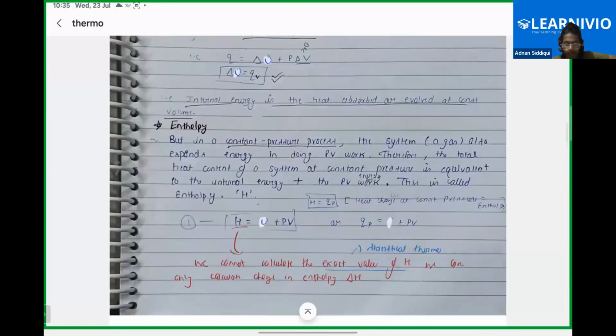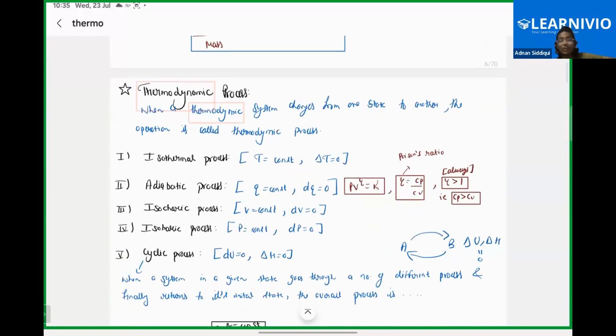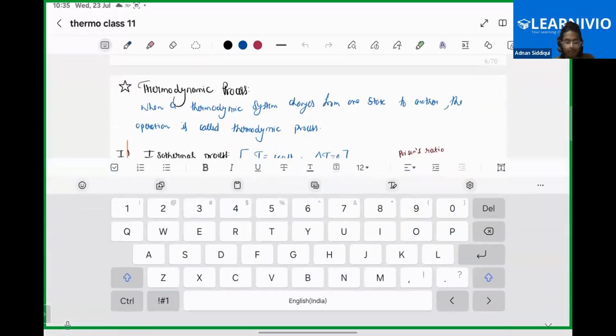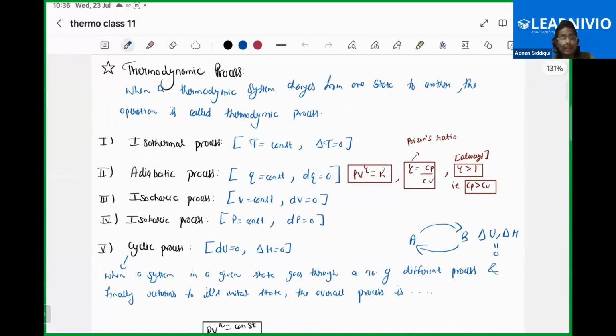So let us move ahead now. What do we have here? Now, thermodynamic processes. We talked about what a thermodynamic system is. Now let us talk about thermodynamic processes. When a thermodynamic system changes from one state to another, the operation is called a thermodynamic process. So we have 5 types of thermodynamic processes. These are pretty simple. The actual tiresome part of this chapter you are going to face in the next class, I think, but today's class is going to be simple.